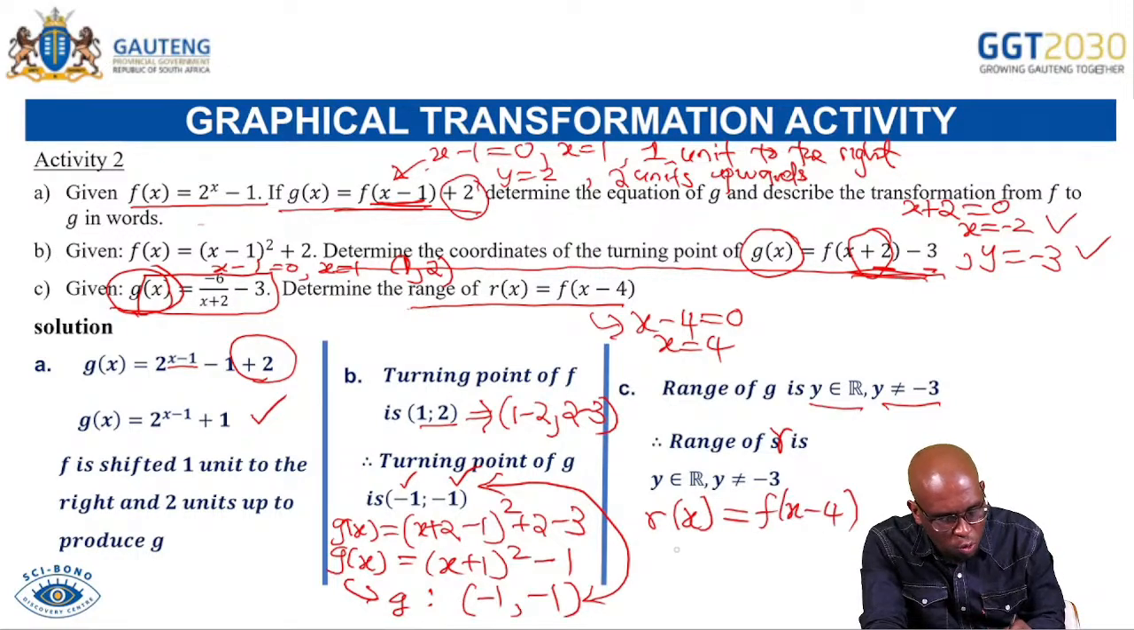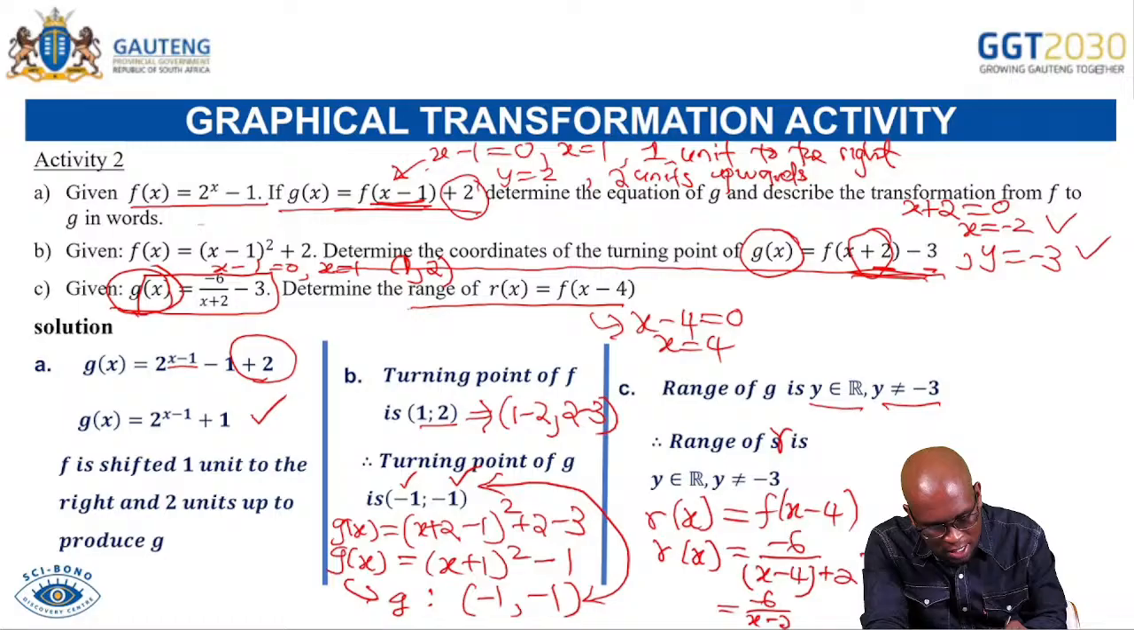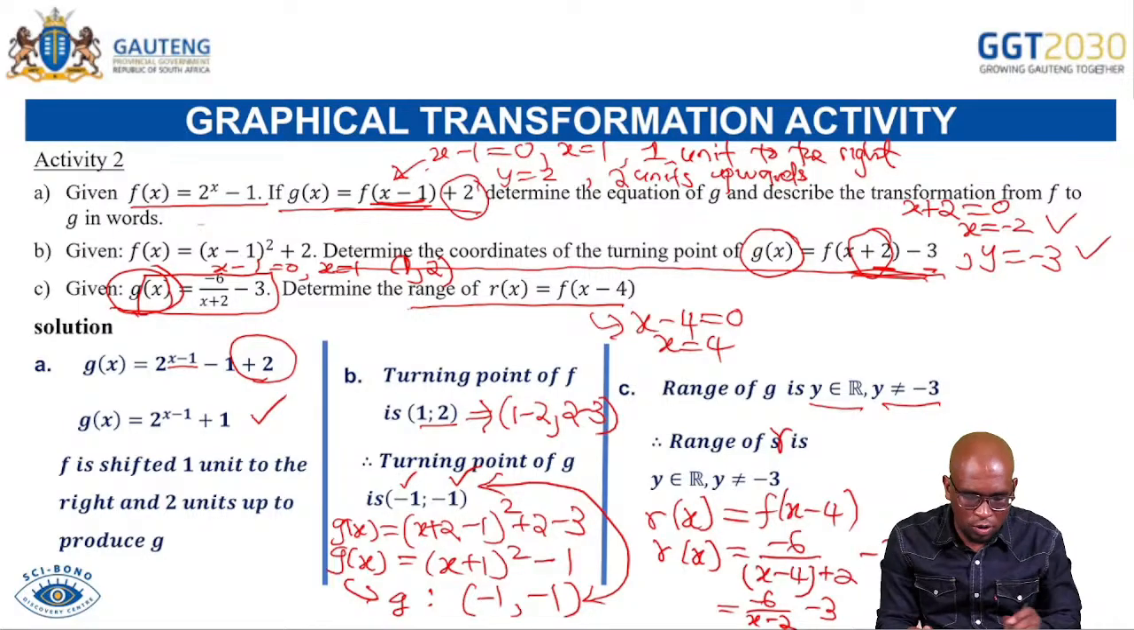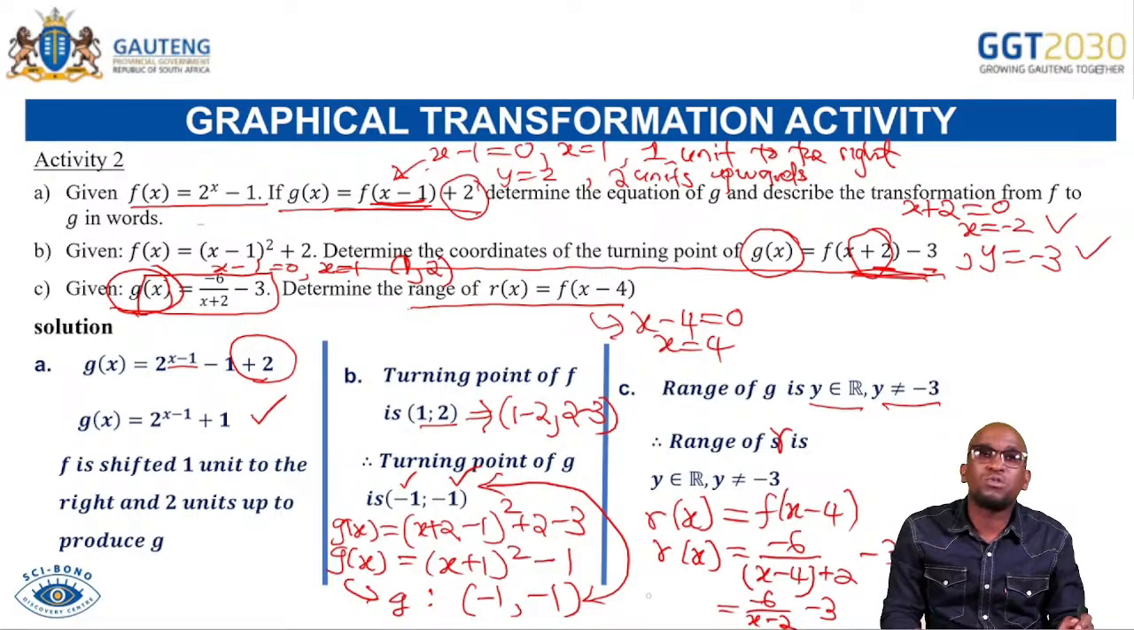minus 4. So where we see x, we're going to put x minus 4. So this is x minus 4 plus 2 minus 3. So this would be x minus 2 minus 3. So you can see that the range here would still be the same.